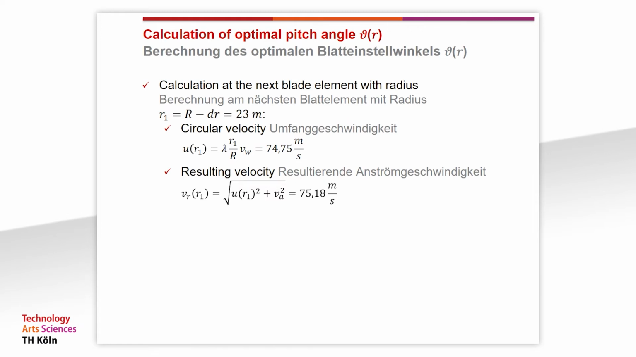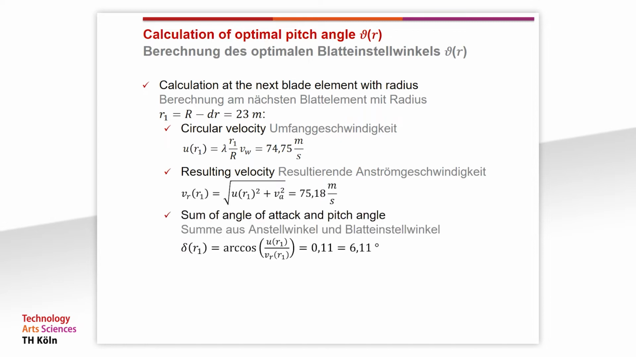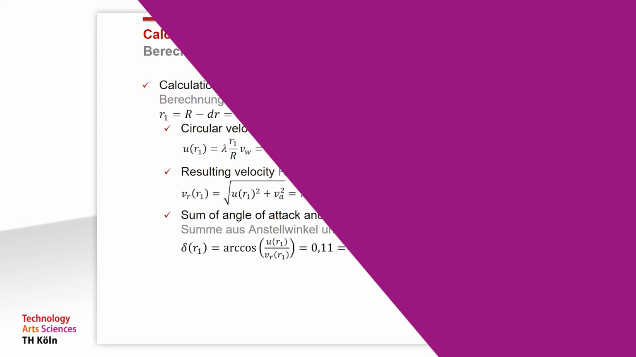After that, we calculate the resulting velocity Vr. It is calculated by the square root of u to the power of 2 and Va to the power of 2 and is 75.18 meters per second in our example. Afterwards, the sum of the angle of attack and the pitch angle is calculated. It is again the arcus cosinus of u divided by Vr. In our case, this leads to 0.11 in radian measure, thus 6.11 degrees.